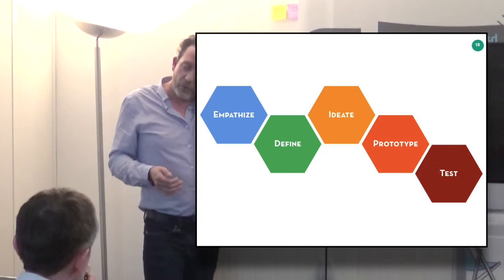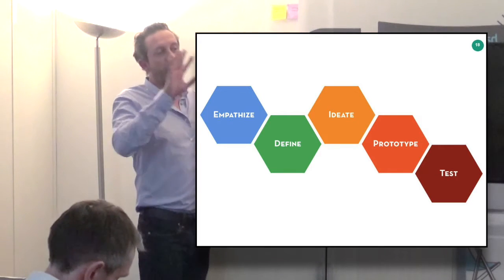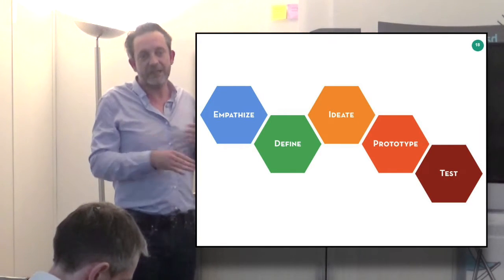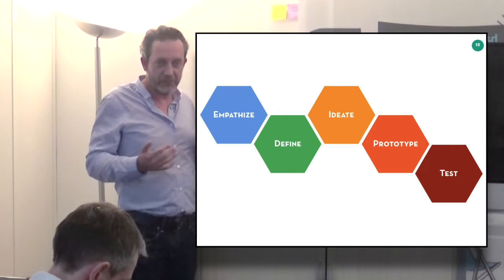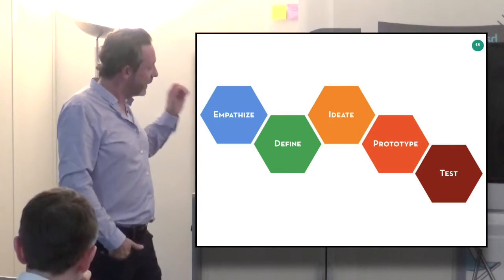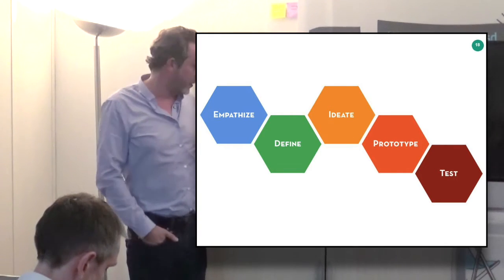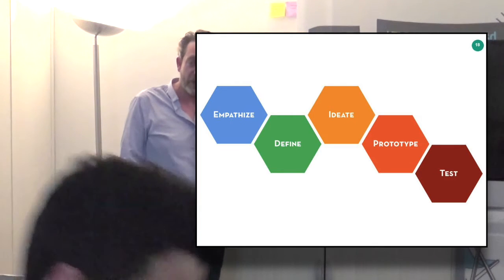Then we go into the ideation phase. So the idea here is to try to come up with as many creative ideas as we can. And then we're going to prioritize and try to select the best ones that we can quickly prototype and test.